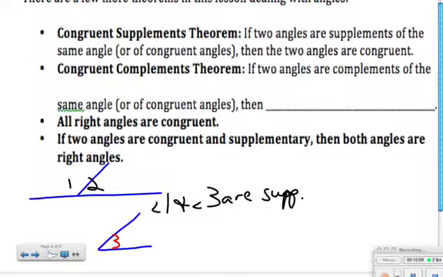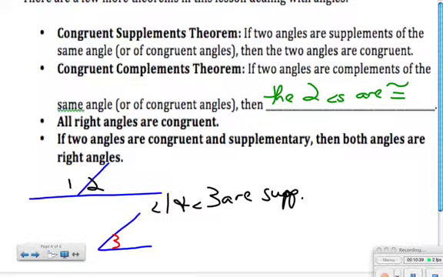Congruent complements theorem says basically the same thing, except the angles are complementary to the same angle. So again, if two angles are complements of the same angle, then the two angles are congruent. And then finally, that last bullet is telling us if two angles are congruent and supplementary, then both angles are right angles. And that should just make sense.